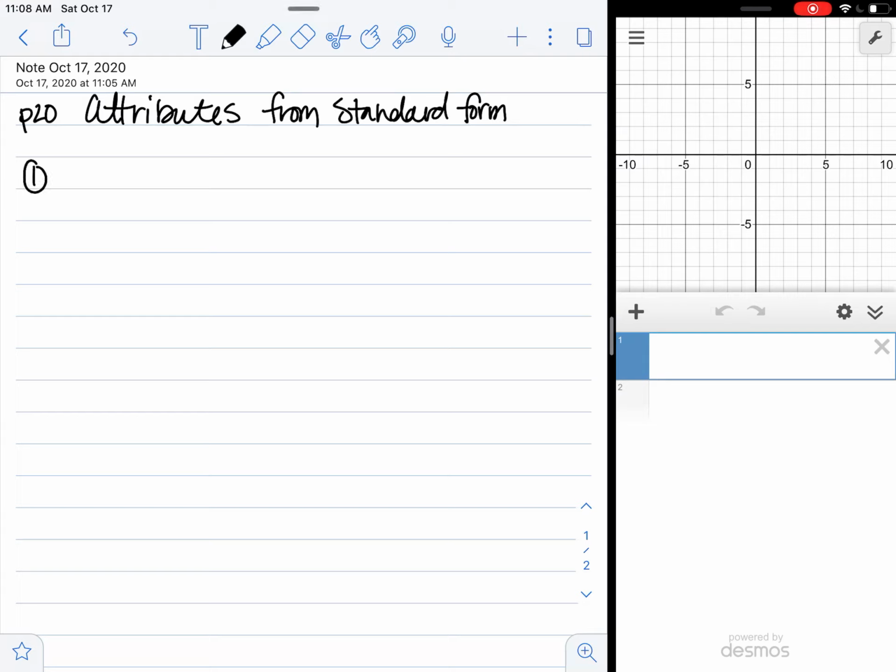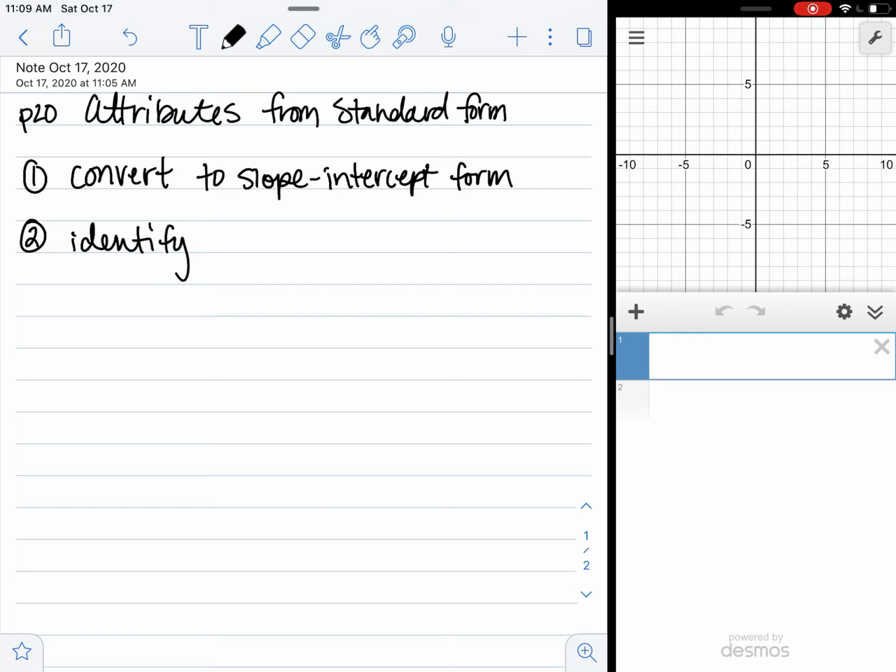So your first step is you're going to have to convert to slope-intercept form. Second step, you're going to have to identify the m, or the slope, and the b, which is our y-intercept. And then third step is you're going to graph it.